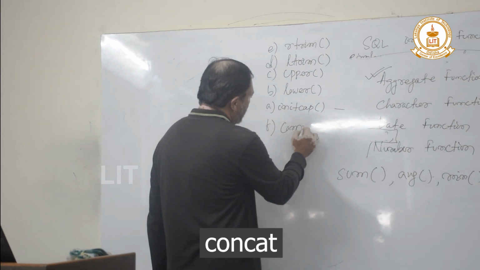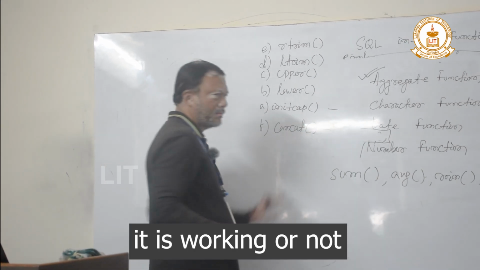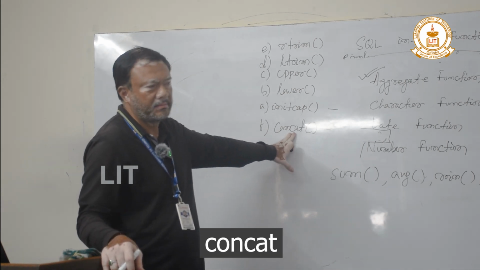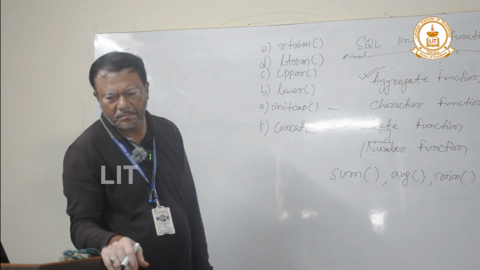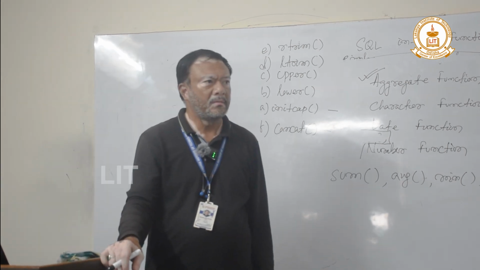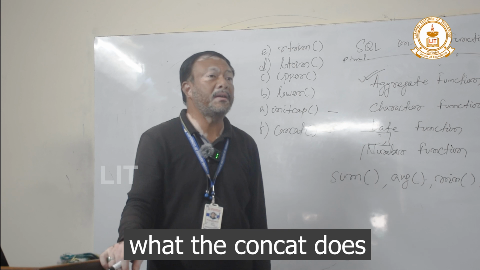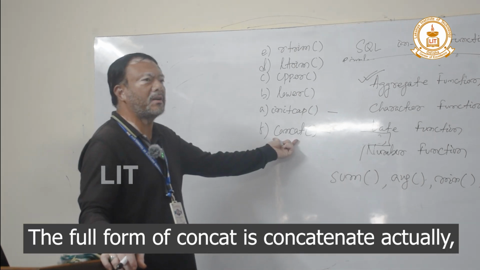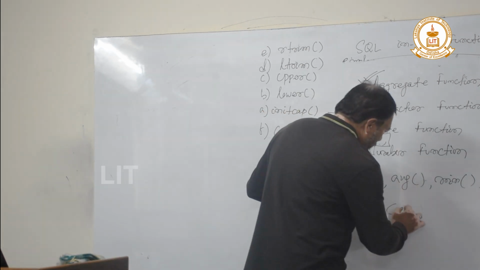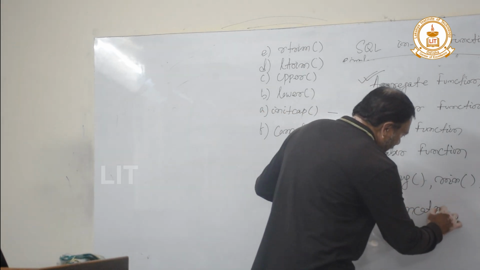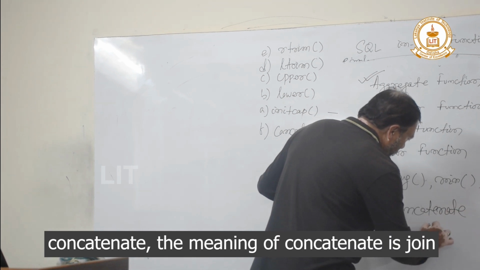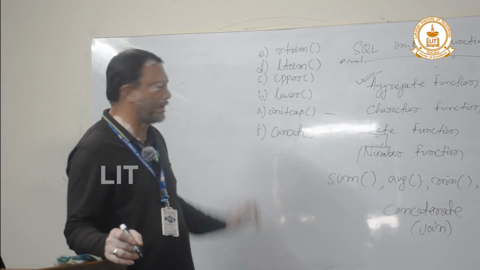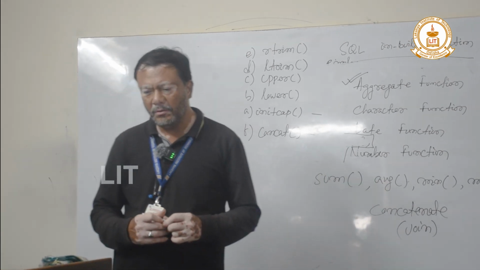Fine. Next, number F, you write CONCAT. Whatever the situation, we have to write the theory. What does concat do? Concat means merging, joining. The full form of concat is concatenate, which means join, merge. Let's see how merging works. Write the theory first.